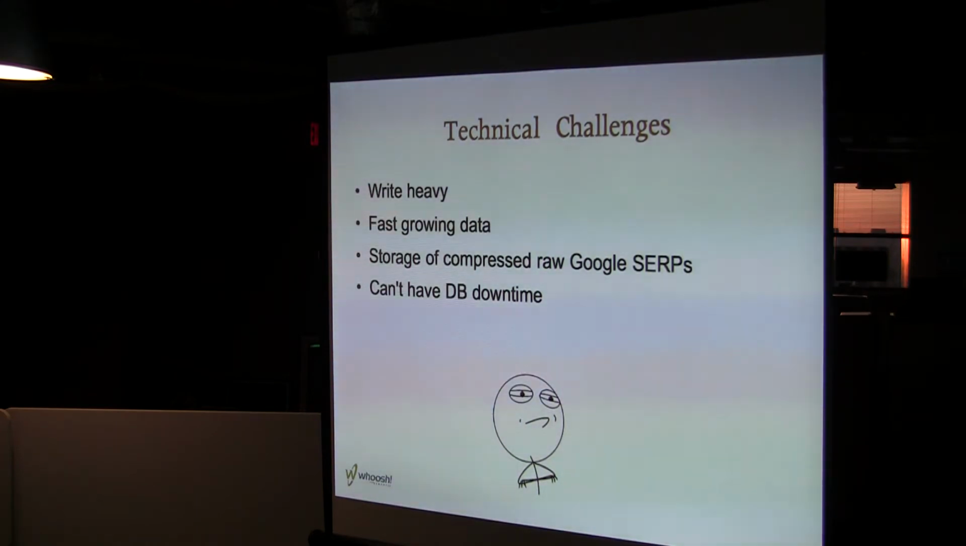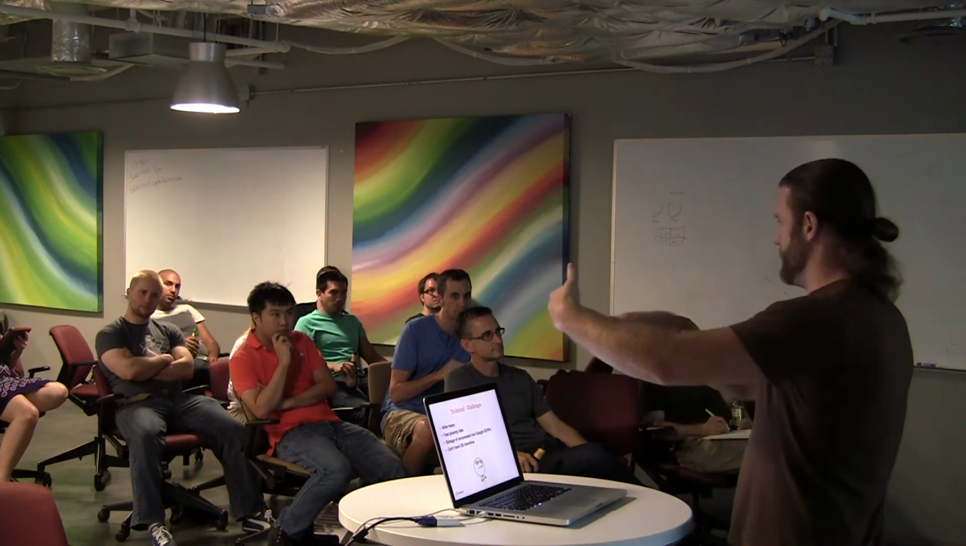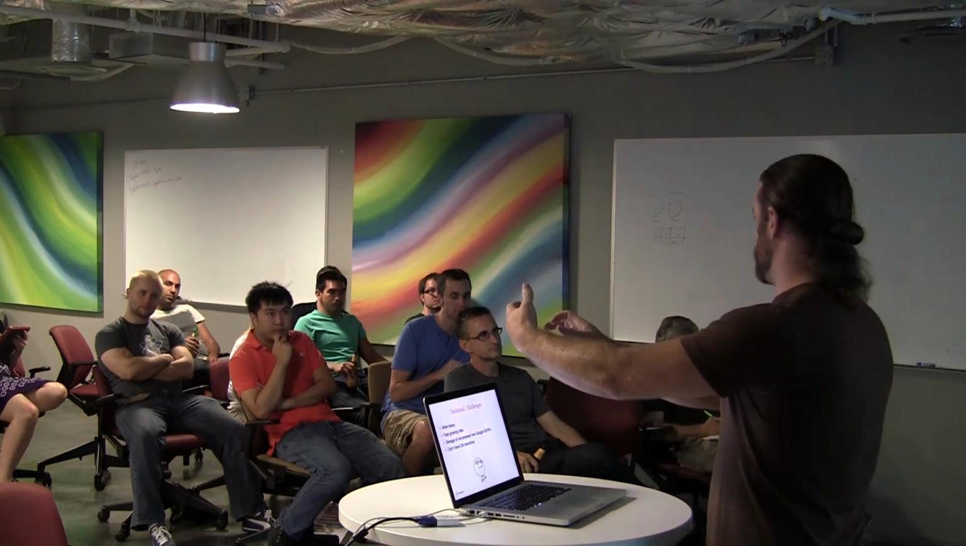So our technical challenges were pretty typical for Riak's use case, actually. We were a very write-heavy application. We had fast-growing data. Part of our rank tracker, actually, when we find your rank in the SERP, we also take the page that we found it on, Google's HTML, and we store that as well, so that we can display that to the user and say, this is where we found your website in the SERPs. This is sort of like proof.